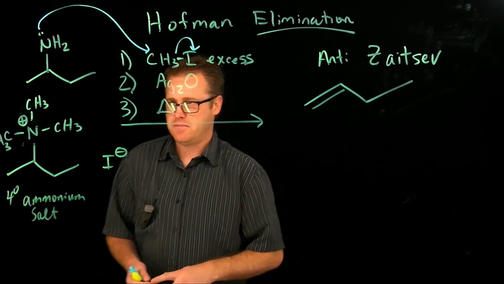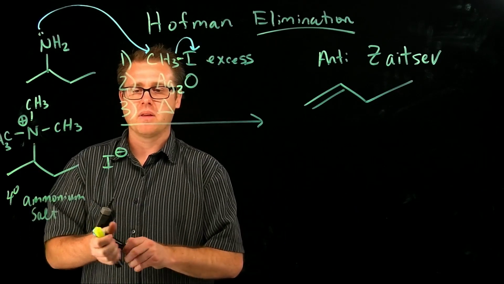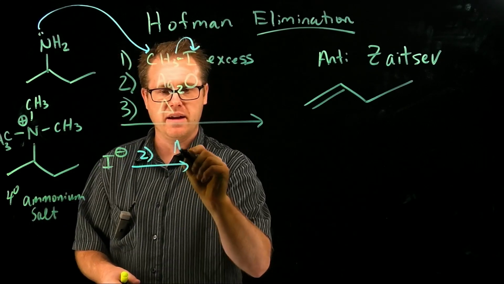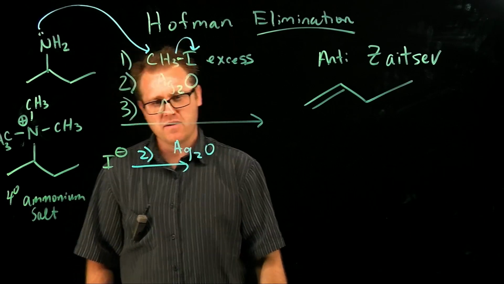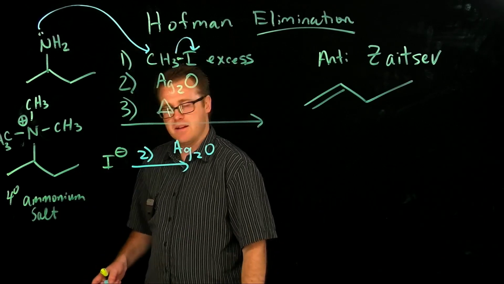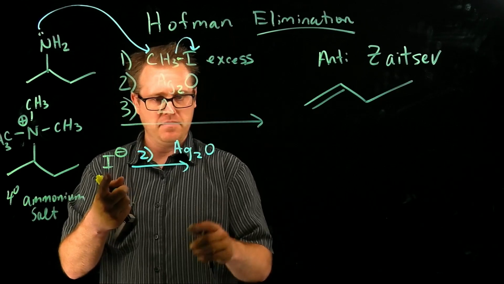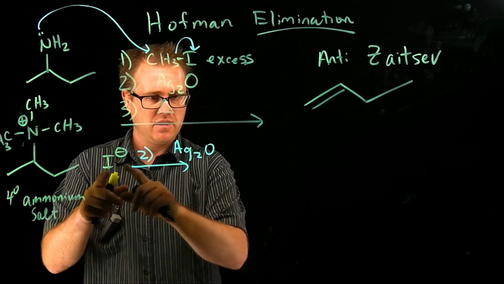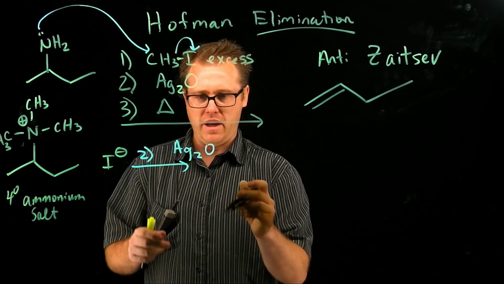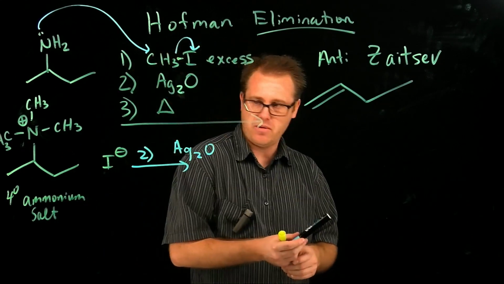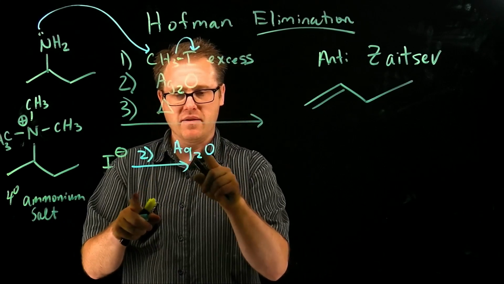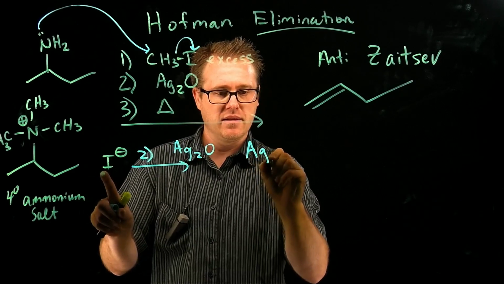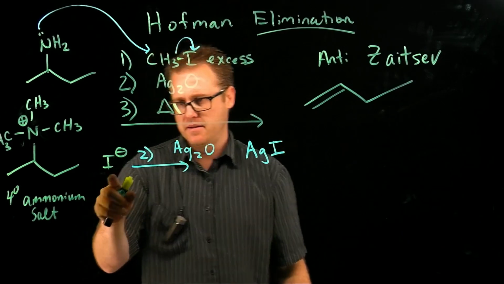The next step, so that's the first step we get here. So our second step is we're adding the silver oxide. And the silver oxide is simply just replacing the iodide with an OH. So let me show you what that's doing here. This silver oxide is going to react with this to give us silver iodide.